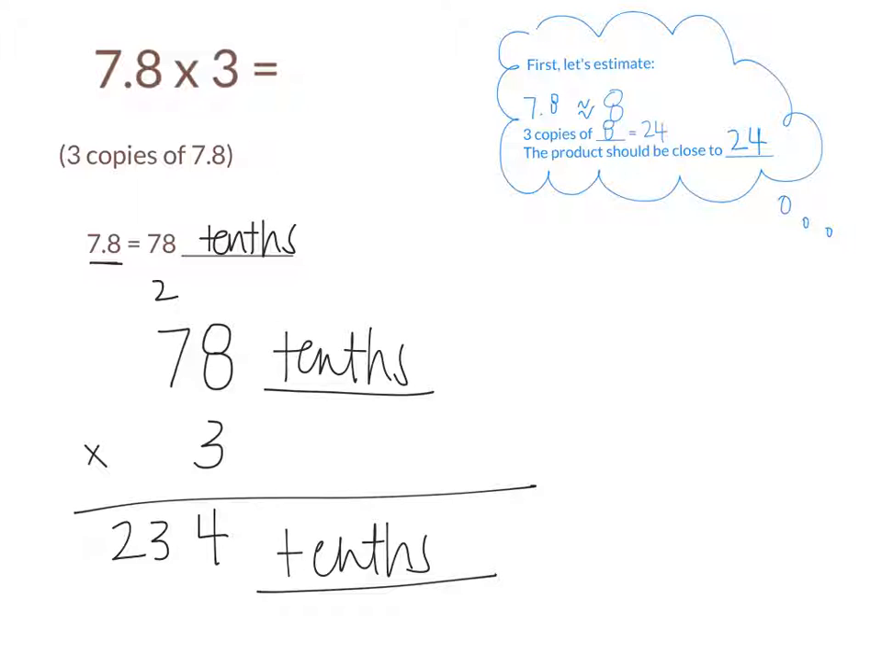So I have 234 tenths. How do I write that in standard form? How would I write that in standard form, Young? Very good. Now, is 23.4 in the zone of what my answer should be? Yes. So I feel much better about that. So I can write my product up here. 7.8 times 3 is 23.4.